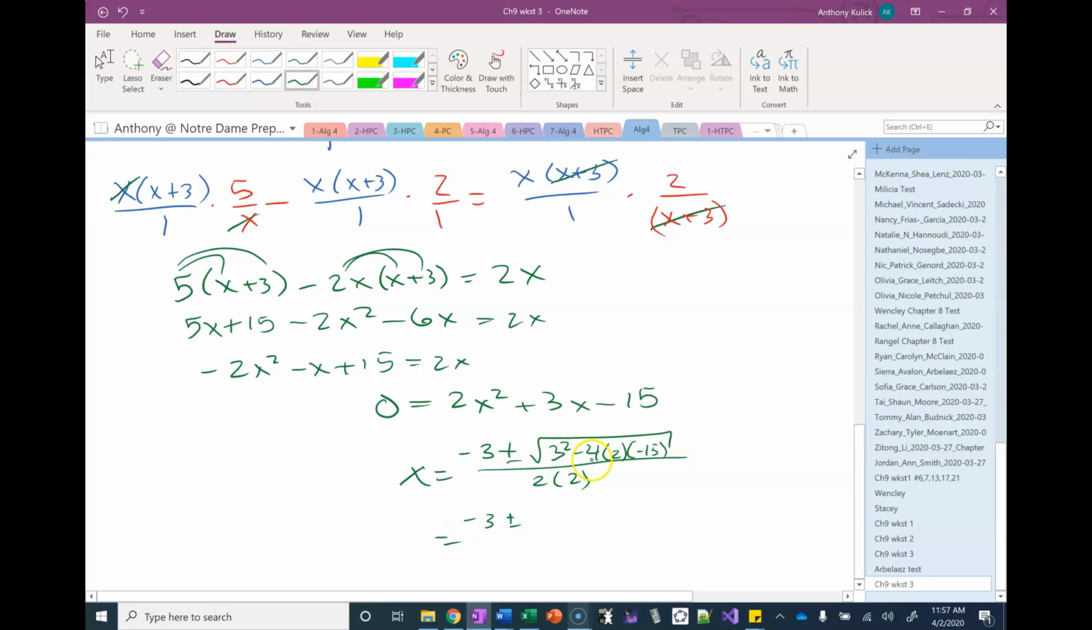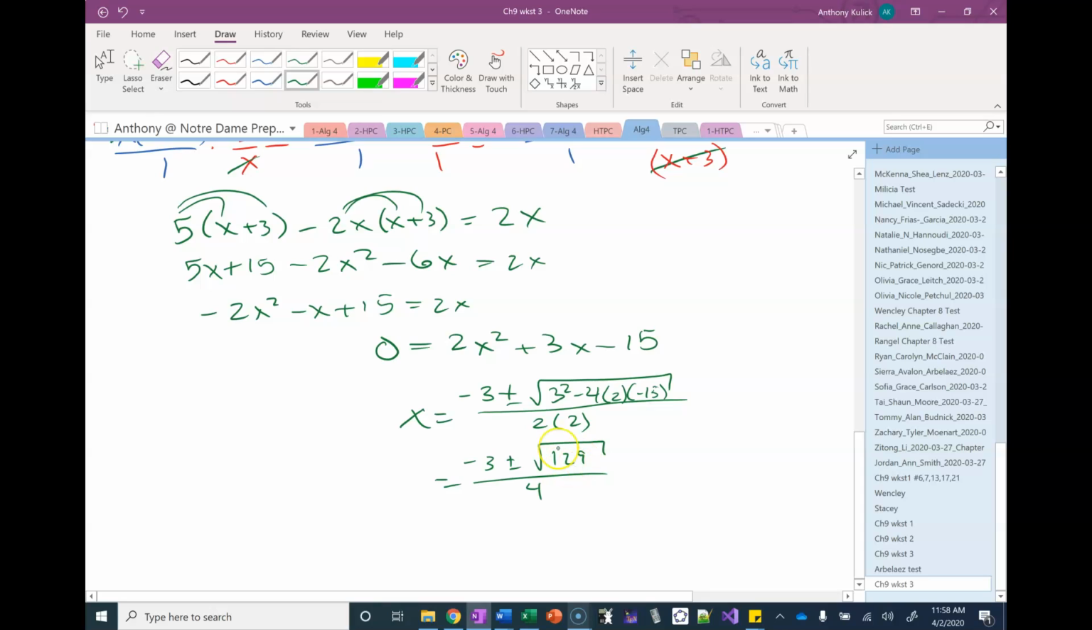So 9 times 8 times negative 15. I'm sorry, 9 minus 8 times negative 15 gives me 129. And the square root of 129 is not a perfect square. So this is really as good as we can do.